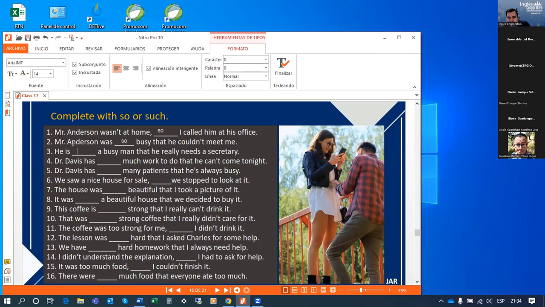He is such a busy man that he really needs a secretary. Dr. Davis has so much work to do that he can't come tonight. Dr. Davis has so many patients that he's always busy.